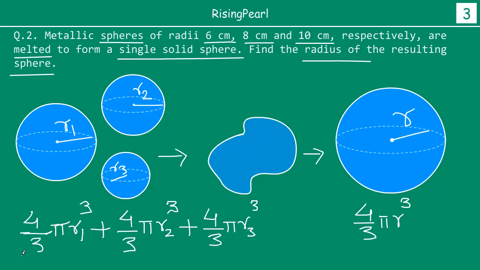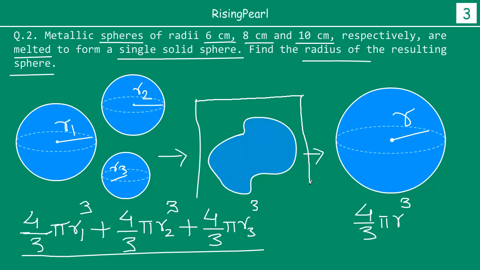Now if I add all of these volumes, if I melt this, melt this, melt this, if I add all of the 3 volumes, that is if I add this plus this plus this, that gives me the total amount of melted liquid that I have. And I use this to make my new sphere. So in other words, this is absolutely equal to this. So if I just solve this, I am going to be able to find out the value of R.